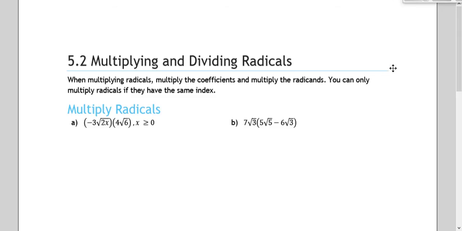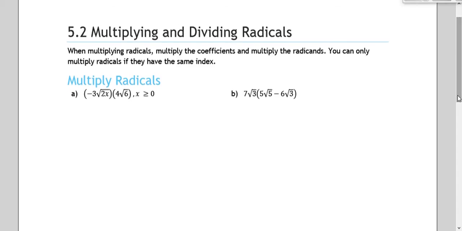You can only multiply radicals if they have the same index. That means you cannot multiply a cube root with a square root. But you can multiply anything as long as they have the same index.